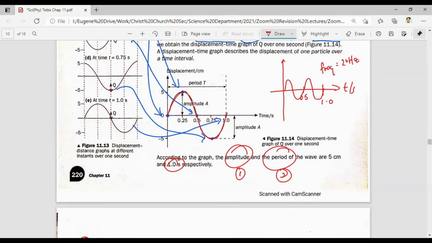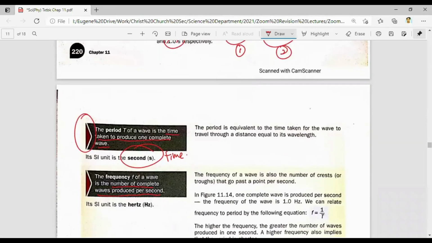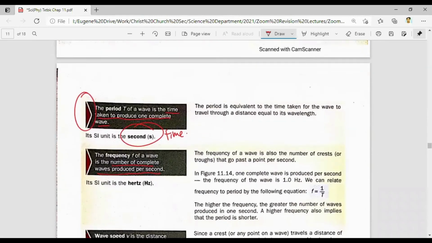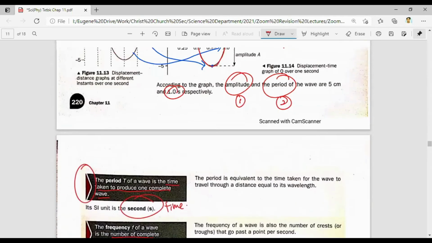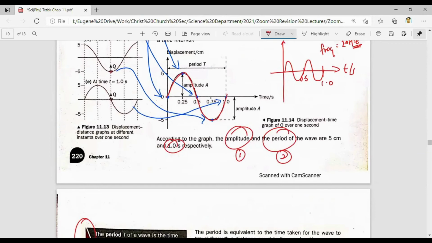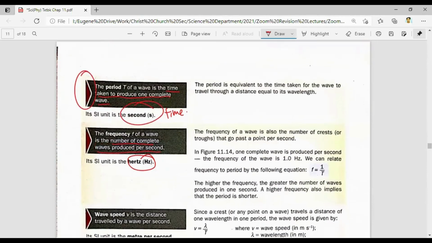Hertz. 2.0 Hertz. Why Hertz? Because frequency is a new term. Do take note, the unit given here is Hertz, Hz, capital H. Now, what if they give us not so nice numbers? What if it's not 1.0, it's some sort of weird number? What can I do? There is a formula here to help you.